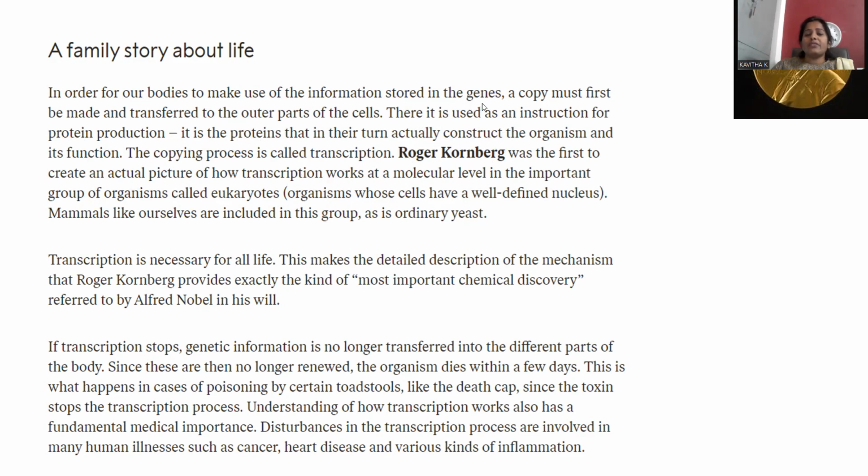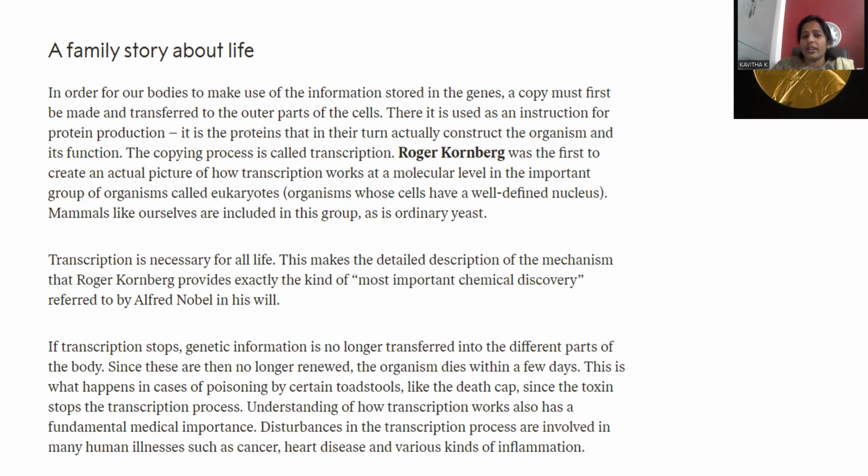So this genetic matter is responsible for the construction of organisms, and their functions are regulated under this mechanism, right? The copying process is called transcription. Copying means that already existing information can be replicated and multiplied by means of the copying process, which is called transcription. Roger Kornberg was the first to create an actual picture of how transcription works on the molecular level in an important group of organisms called eukaryotes, right? Especially the process called transcription was studied at a molecular level in eukaryote organisms.